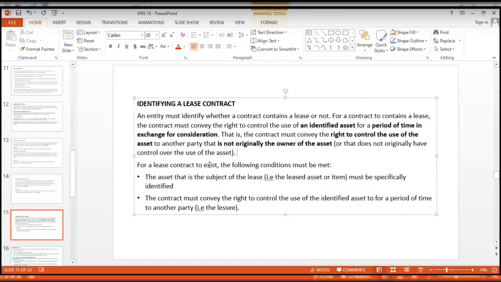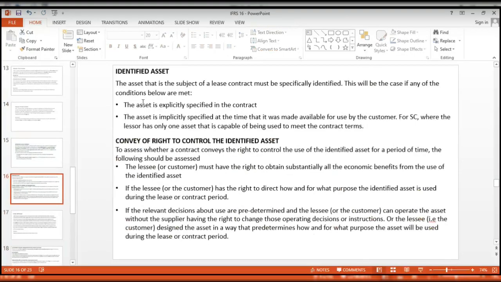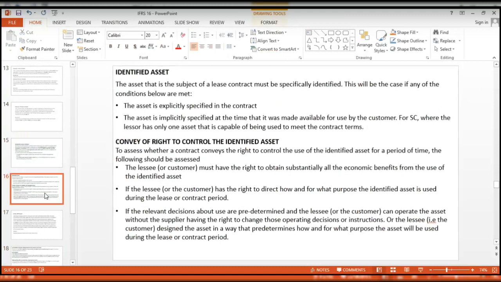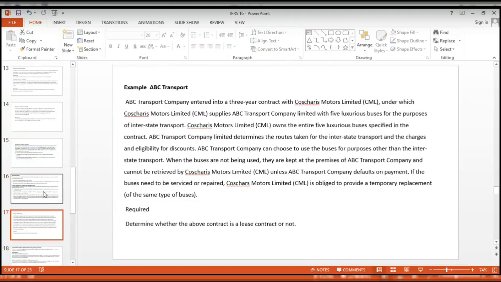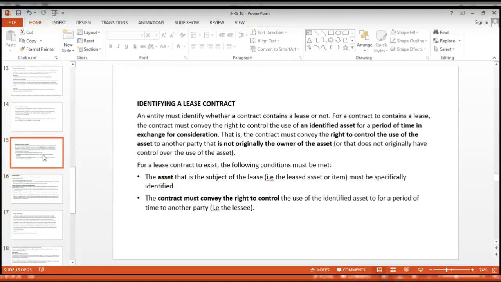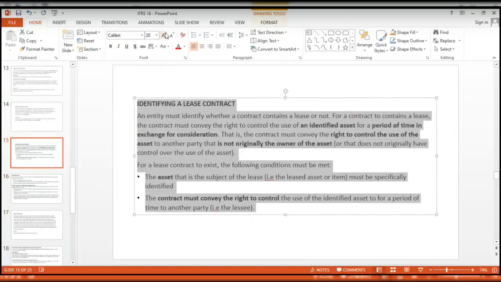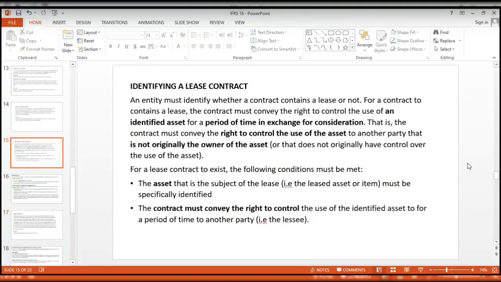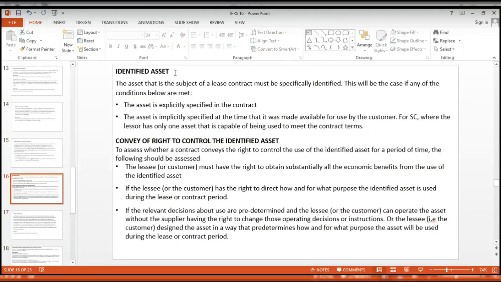For a lease contract to exist, the following conditions must be met. The asset subject of the lease is available. The contract conveys the right to control the use of the asset. These are the two things we have mentioned here now: the asset, and the contract that must convey the right to use the asset. Let me increase the font here also. I want you to see clearly at your end. So there are the two elements we want to define now. So let's look at an identified asset. The asset that is the subject of a lease contract must be specifically identified.